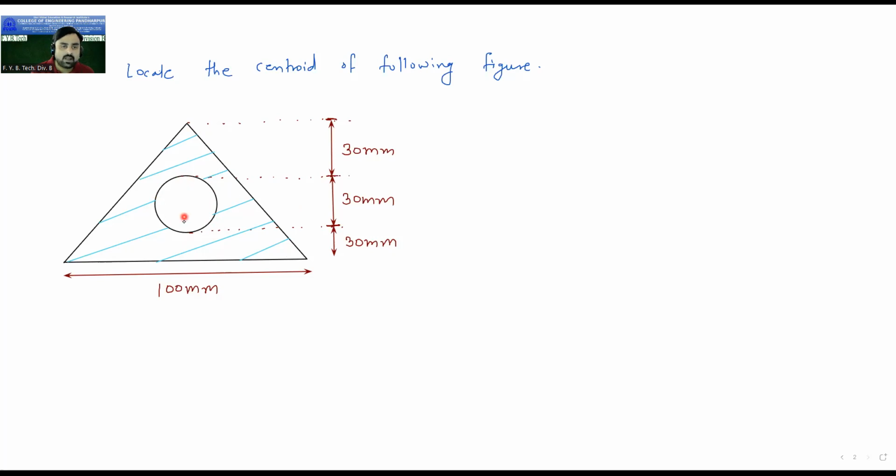Okay. And this dimension of the circle is given to you. So the diameter of the circle is known to you. It is 30 mm. And now you have to calculate the centroid of this remaining figure. Centroid of this remaining figure. Now think on that and let me know how you will solve this problem.